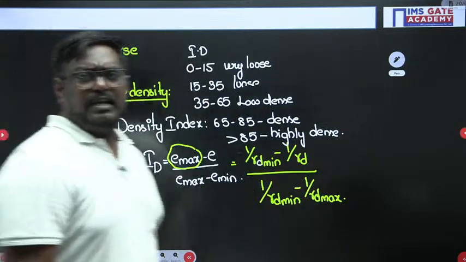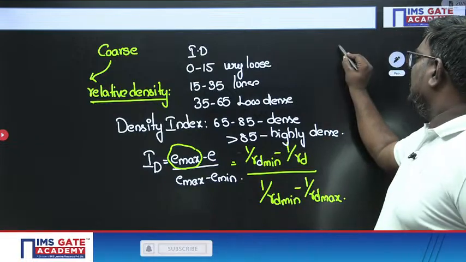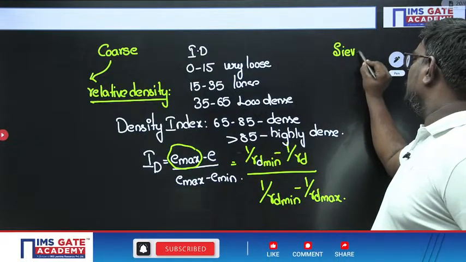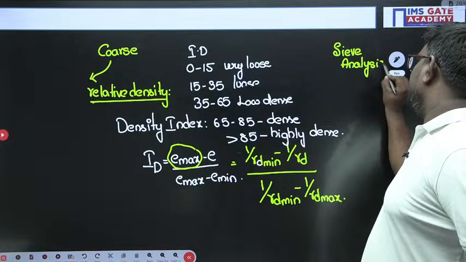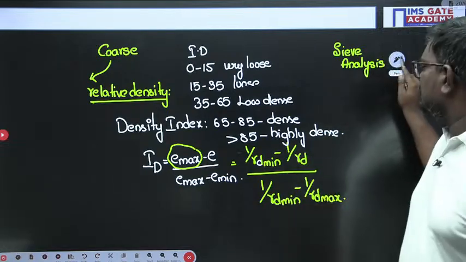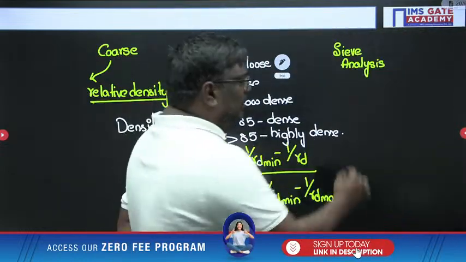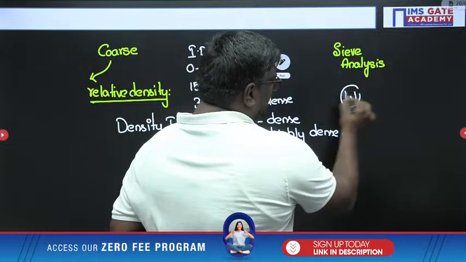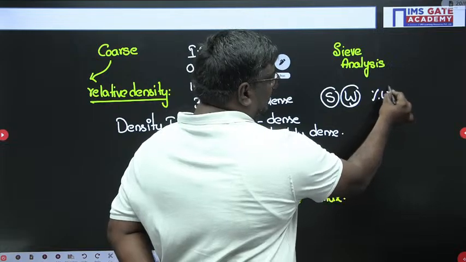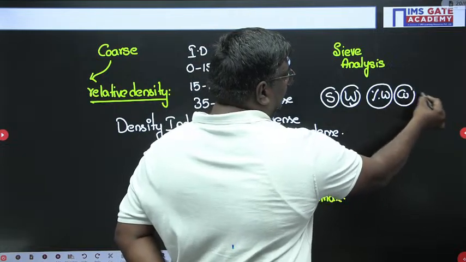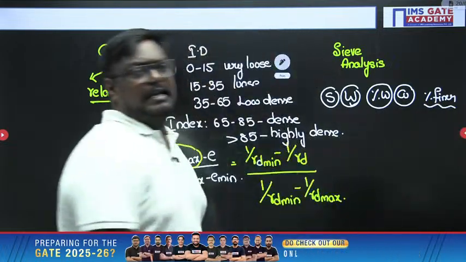The other thing which is useful for classifying the coarse grained soils is the sieve analysis. So what do you have to do in sieve analysis? Always remember that we have a table. First, sieve size, next weight retained, next percentage weight retained, next cumulative percentage retained, and the last one is percentage finer or percentage passing, which is 100 minus that.